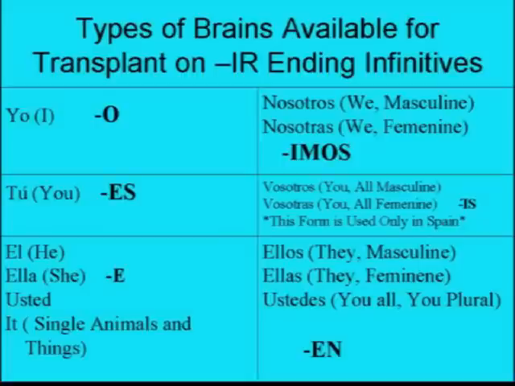The endings that you would use for IR ending infinitives are as follows. Notice that the ER ending infinitives and IR ending infinitives have almost exactly the same endings. The only difference in the endings comes in the nosotros and vosotros forms. We conjugate infinitives ending in IR exactly the same way as we conjugate infinitives ending in ER or AR.